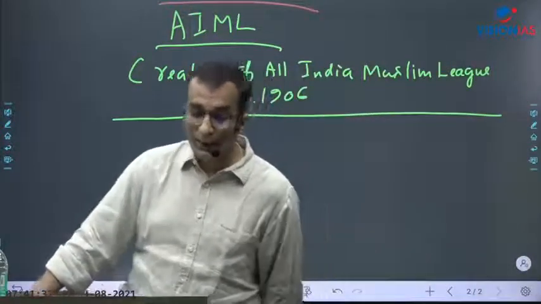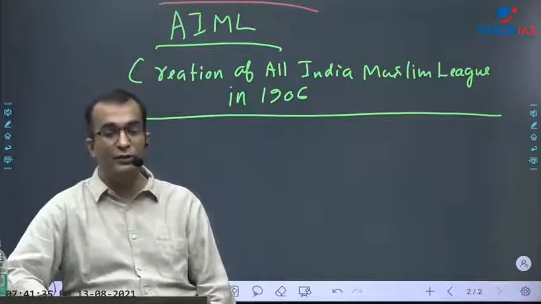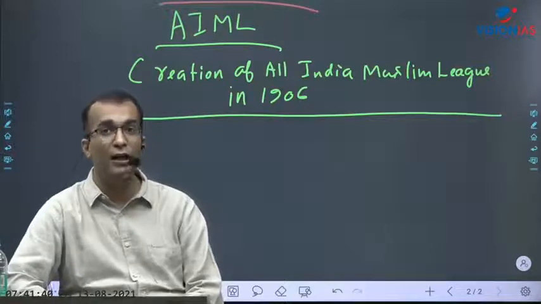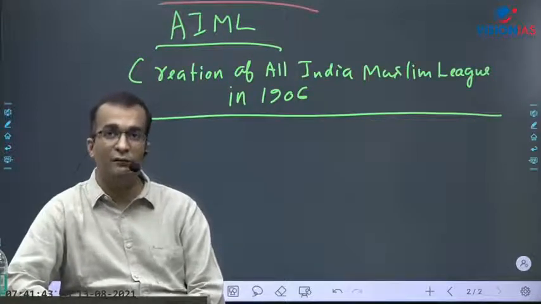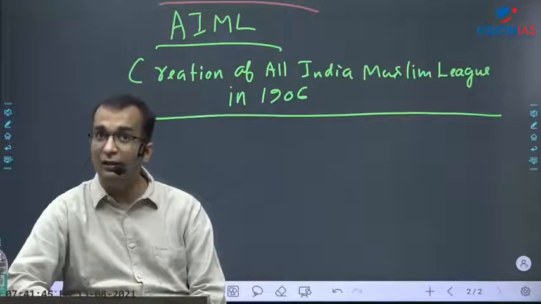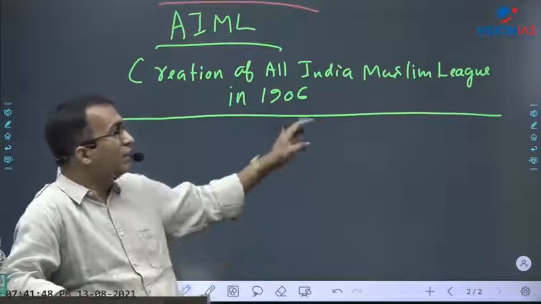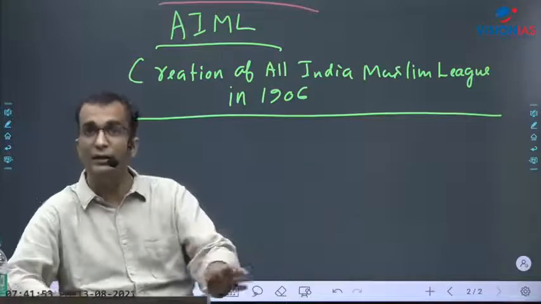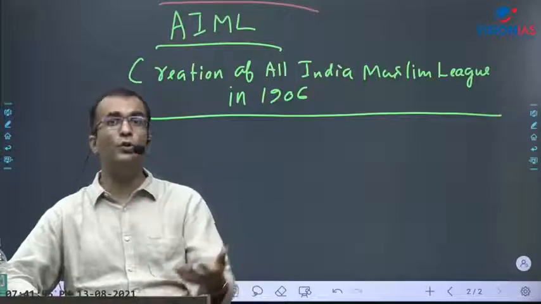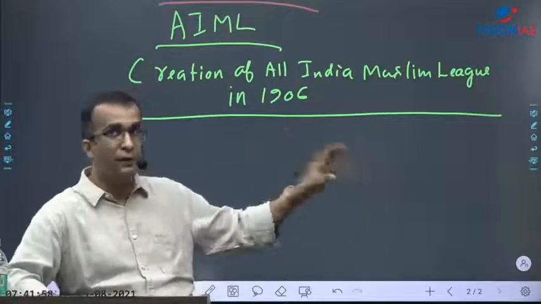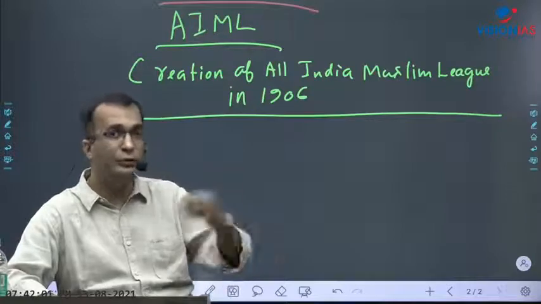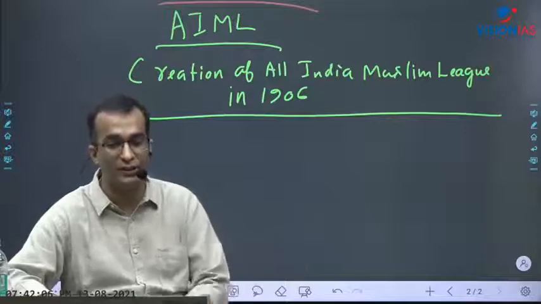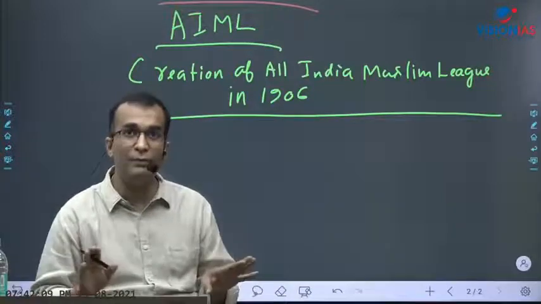So listen, this All India Muslim League in 1906 was created by people like Aga Khan and Nawab Salimullah of Dhaka. But what is important here is that the foundation of this organization was facilitated by none other than the then Viceroy Minto. Minto is the one who brought these people together and convinced them to create this organization. So it happened with the support of Viceroy Minto.